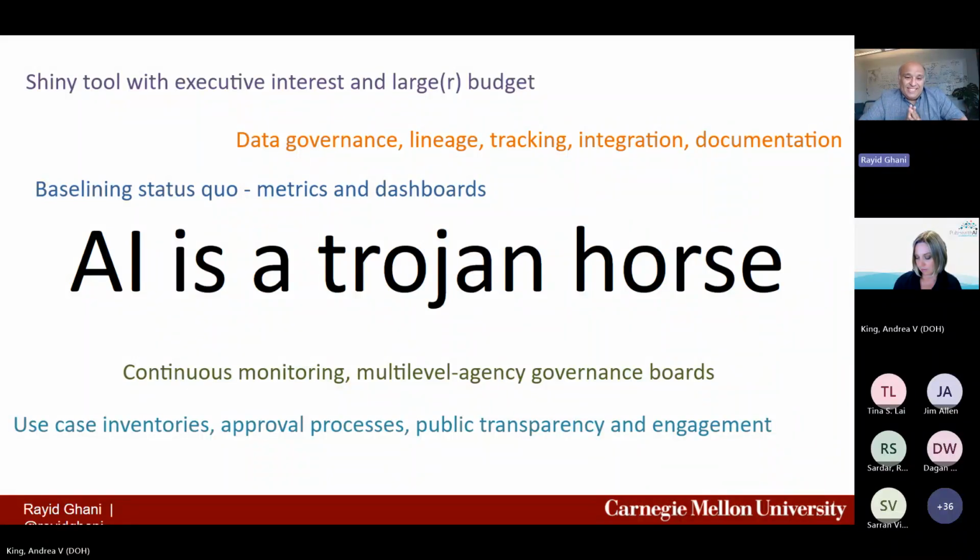So use that excitement to do what we need to do already. We need to do data governance. We need to integrate things. We need to document things. We need to baseline what we're doing today. What does the current performance look like? We need to develop monitoring tools. We need governance across data sharing between agencies, between city, county, and state. That doesn't happen, and having transparency and engagement are things that only the more committed and progressive organizations do. I think AI is an excuse to do all of those things, because there is interest today.